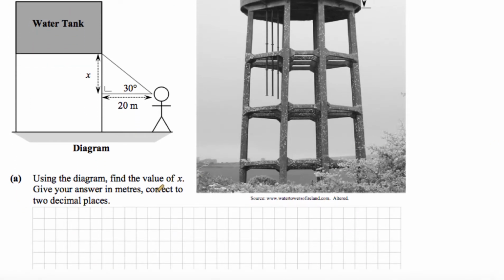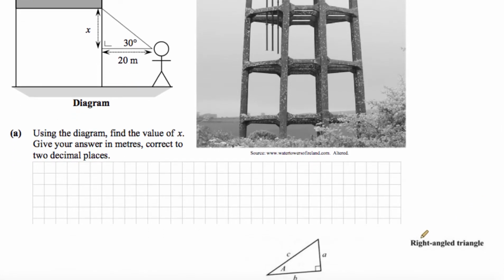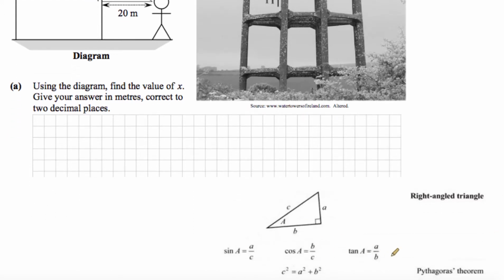Part A says, using the diagram, find the value of x. Give your answer in meters, correct to 2 decimal places. Okay, so we have here a right angle triangle, indicated by this 90-degree angle here. We know this angle is 30, the side opposite is x, and the side adjacent is 20 meters. So we should know here that we're going to be using, from the tables book, the formulas for sin, cos, or tan.